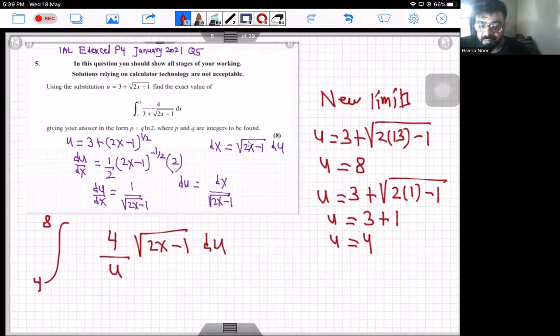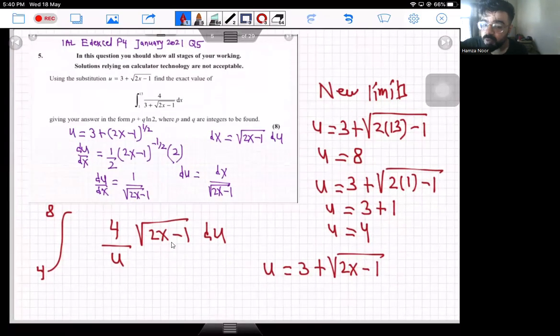It's not yet complete. I mean, the definite integral is not completely in the form of u right now. So obviously we need to fulfill our intention and we need to put something in place of under root of 2x minus 1 in terms of u. And as we know, the substitution which is given to us is u equals 3 plus under root of 2x minus 1.